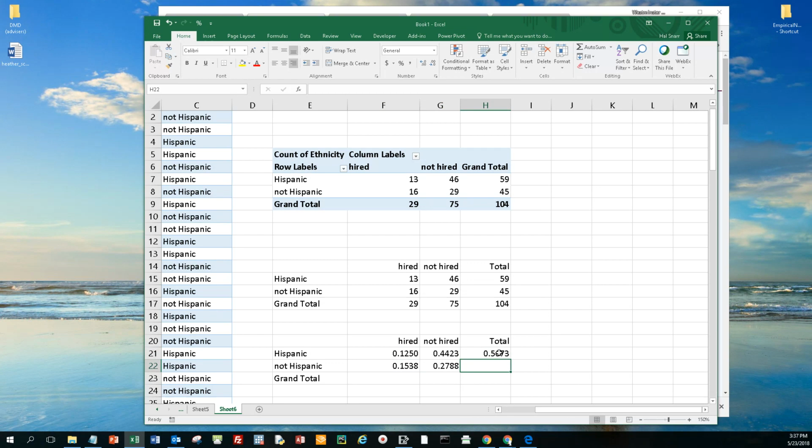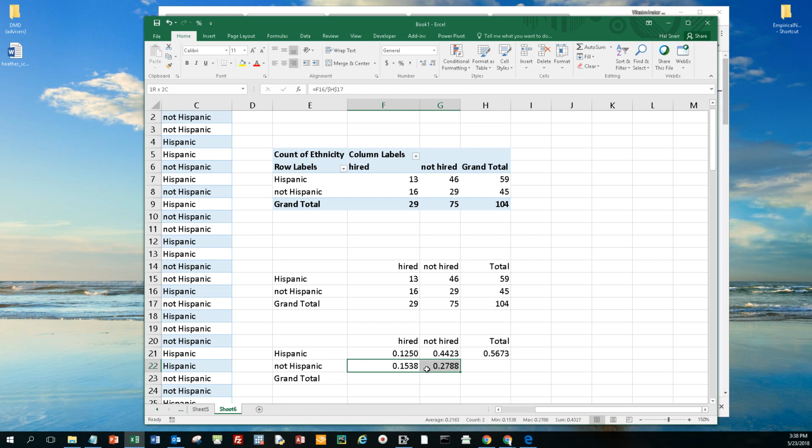So this number here is the probability that a randomly chosen person, a randomly chosen applicant, is Hispanic. I can either get it by summing those two, or I can get it by dividing this 59 by the 104. So 59 applicants are Hispanic, and there are 104 total applicants.